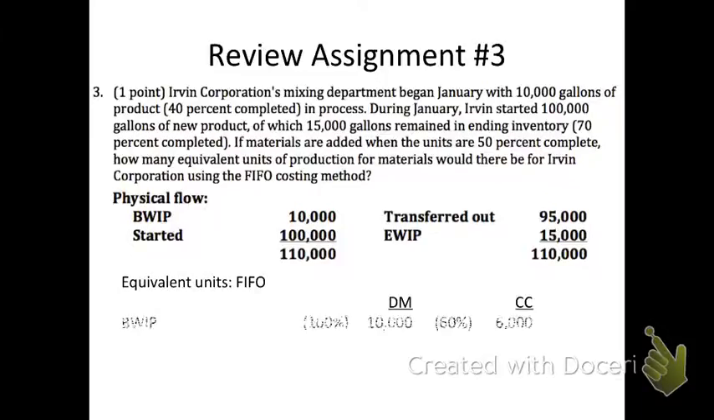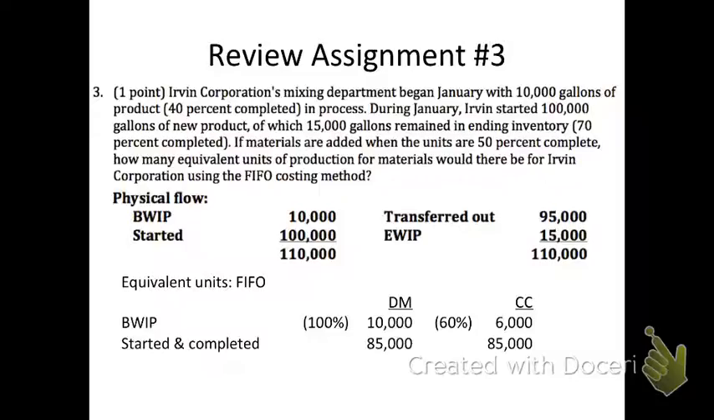For materials, you look at the materials in beginning work in process. Since I have not reached the 50% conversion point as of the beginning of the month, I will reach that during January, so all of my materials are added in January. Then there are the 85,000 units started and completed. By definition, all the materials and all the conversion have been added to those units.